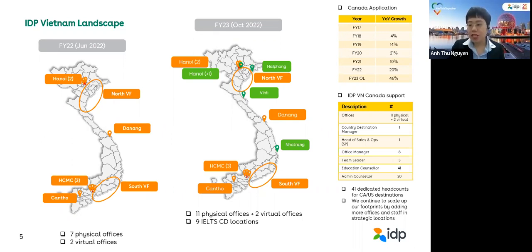Let's talk about the applications. During the last 5 years, the number of applications has grown very quickly year over year, especially in FY23. After the COVID pandemic, we are expecting growth of 46% compared to FY22, and that will be a very good rebound after COVID. And now IDP Vietnam has 41 counselors working for the US and Canada destinations, and we continue to scale up our footprint by adding more offices and staff in strategic locations.